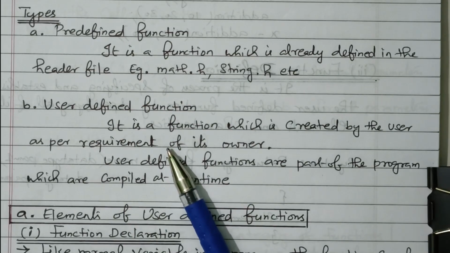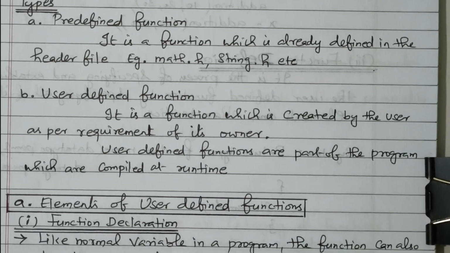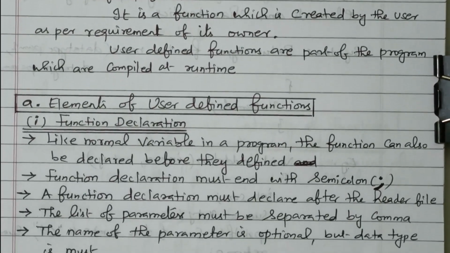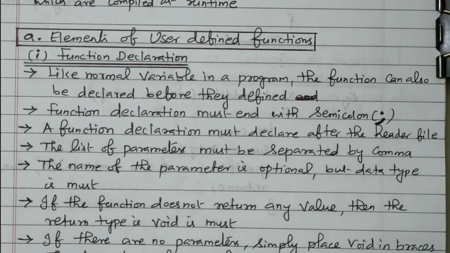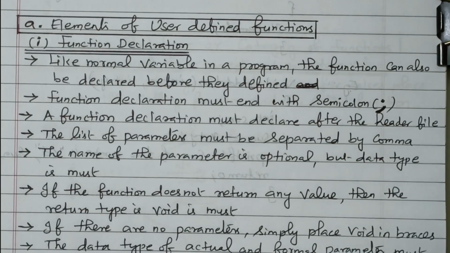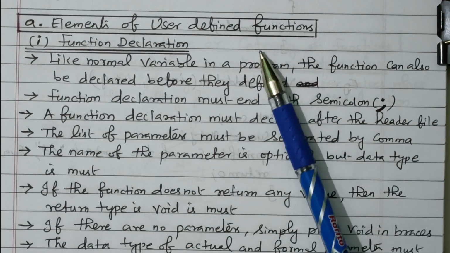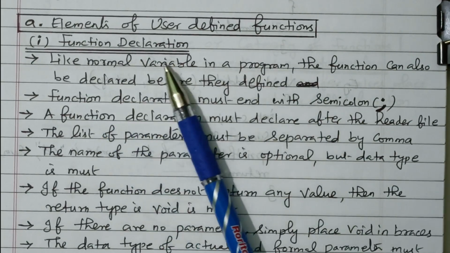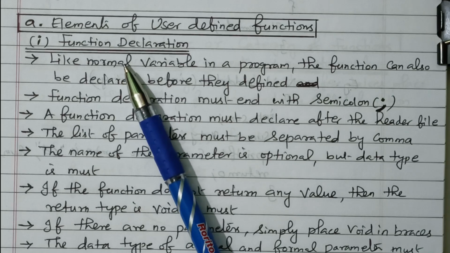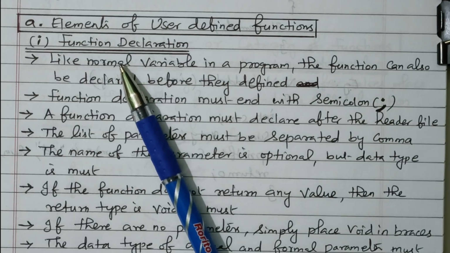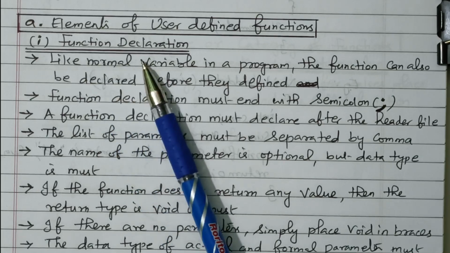Now we'll see what are the elements available in the function, what are the things we need to decide in the function of the C program. The elements of user defined function. First one is the function declaration. First we need to declare the function. What is meant by declaring the function? What function we are going to use, what is the function name, what is the return type, and what is the parameter we are going to pass to the function. These details are available in the function declaration.